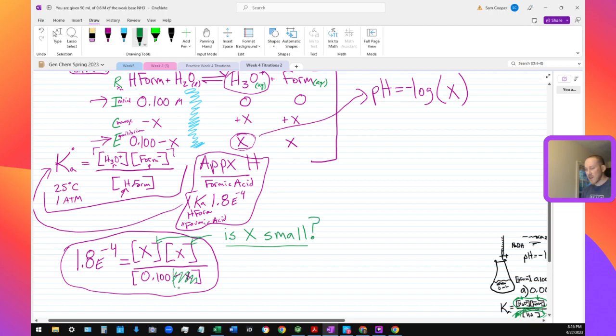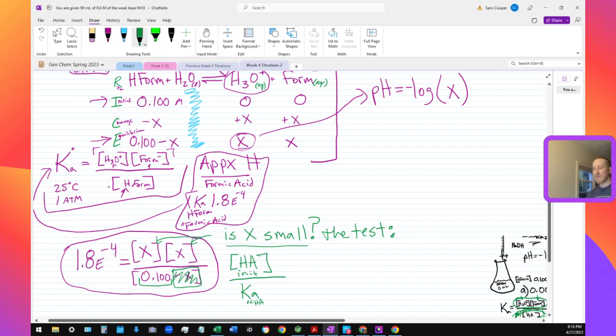Because if this x is so much smaller than this number, this concentration, that was the initial concentration of formic acid, if the x is way smaller than that, then it basically won't matter if we subtract it from that. If x is substantial enough, then it might matter and it could make a big difference. So the guideline for testing if x is small, of course, the test is your initial concentration of your weak acid divided by the Ka of that weak acid.